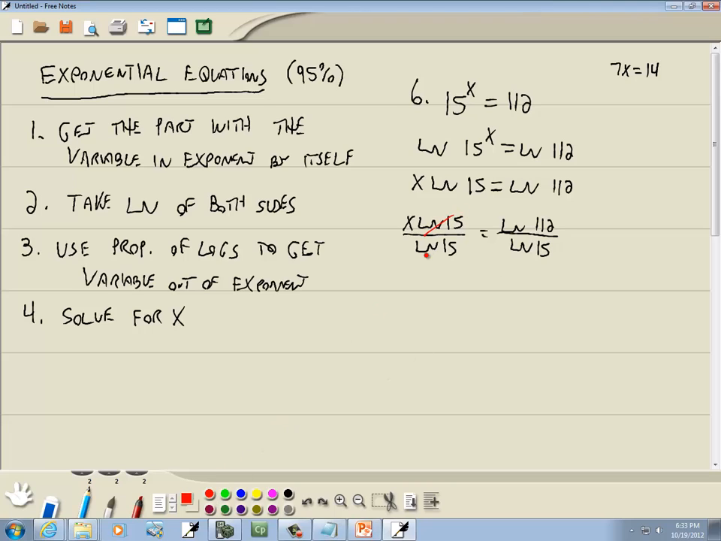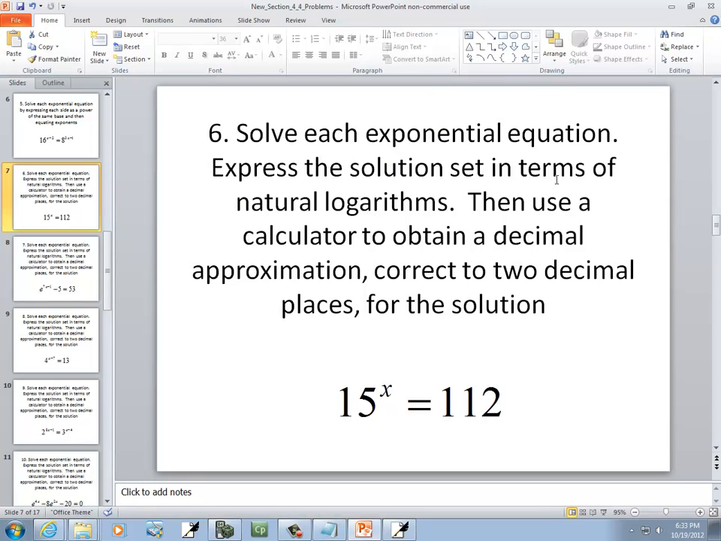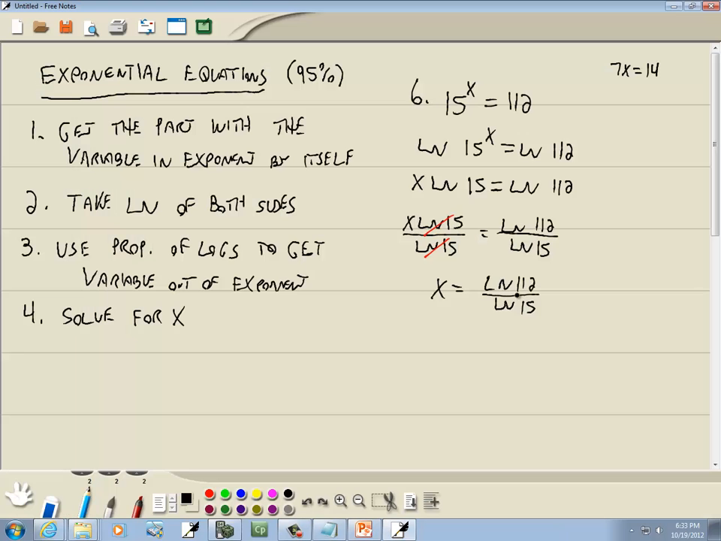We're going to do that. These natural log of 15s cancel. And we got x is equal to natural log of 112 over natural log of 15. Now, this is the first part. It says express the solution set in terms of natural logs. It then says then use a calculator to come up with the 2 decimal places.